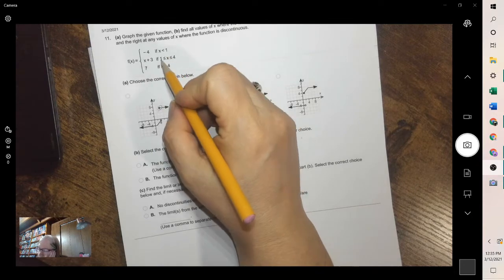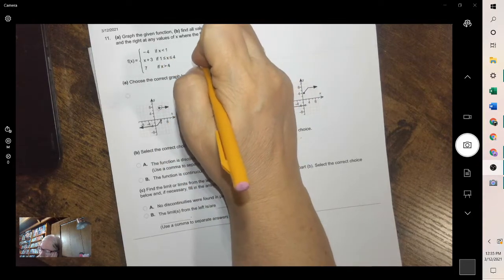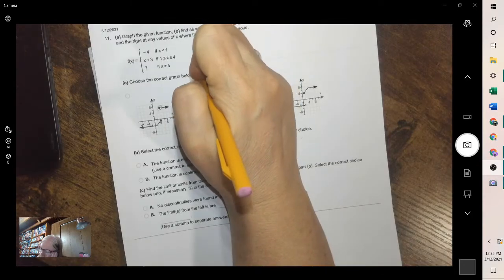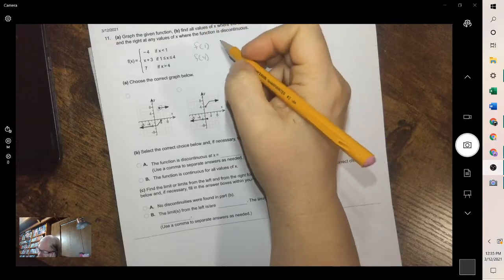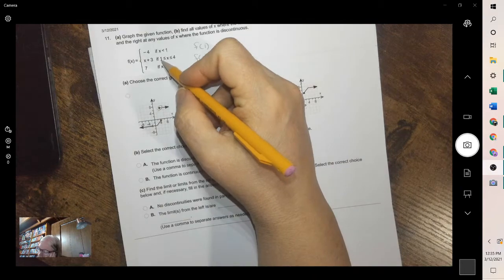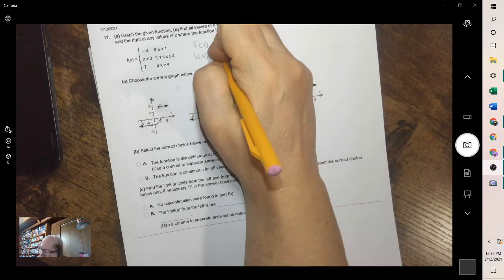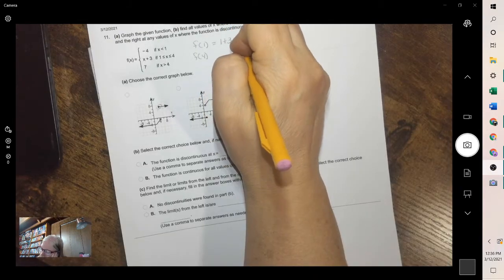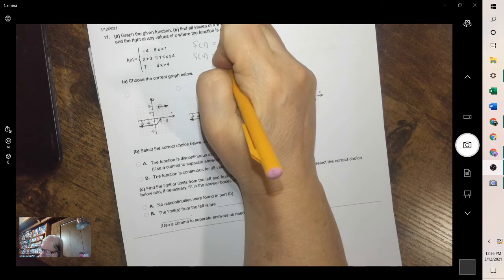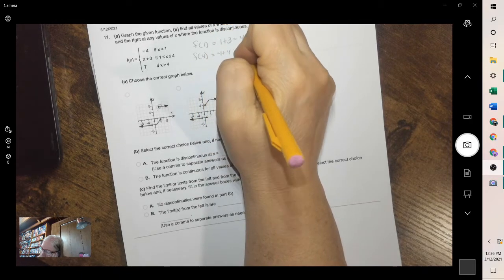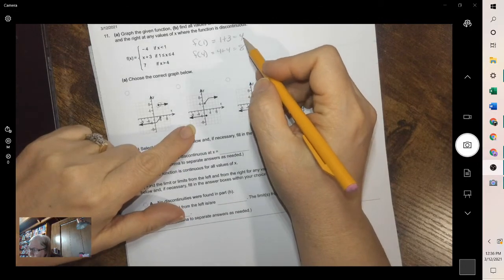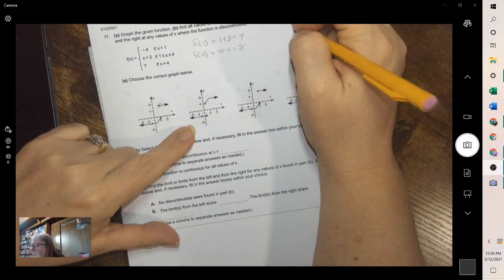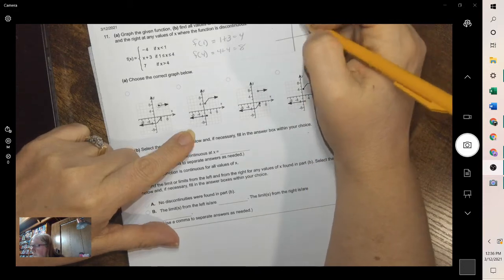x plus 3 from 1 to 4. Find f of 1 and f of 4 and then graph them. Because it's a straight line, you can find the two endpoints. 1 plus 3 is 4. 4 plus 4 is 8. Sometimes these are easy just to graph yourself.